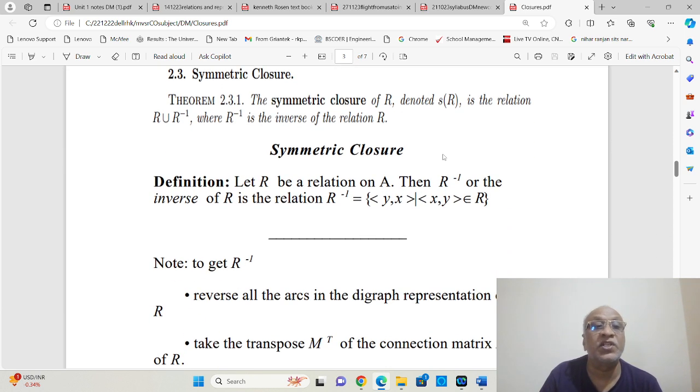Let us go for the next one, symmetric closure. The symmetric closure of R is denoted by S of R. It is the relation R union R inverse, where R to the power of minus 1 is the inverse of the relation. So I should remember that if I want a symmetric closure, I'll take the inverse of the relation and make a union of the inverse with the actual relation.